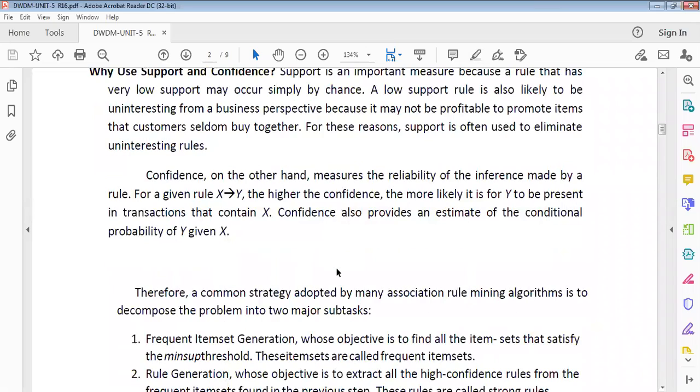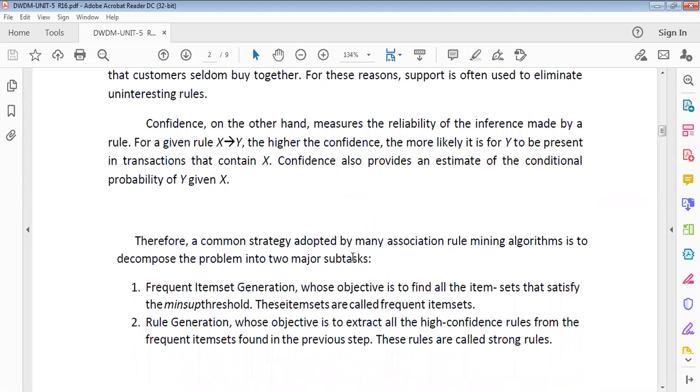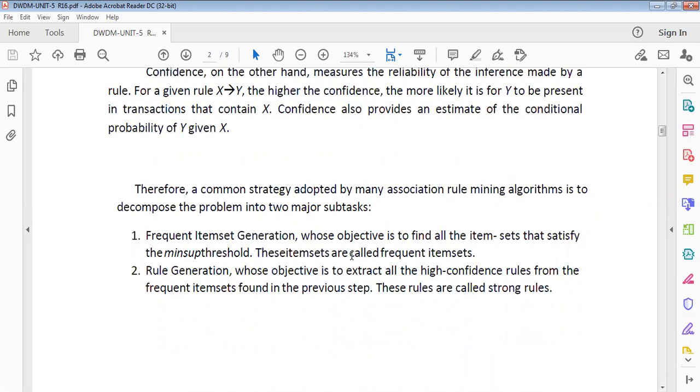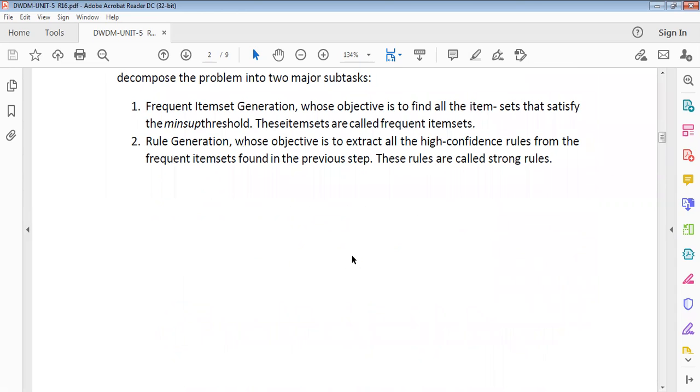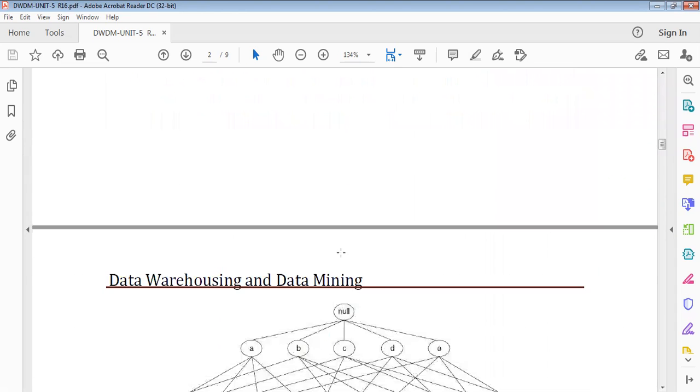We can use the support and confidence. You can say that X implies Y, that is the rule you have to take here. And here you have the two major subtasks performed in association rule mining algorithms. The first one is frequent item set generation, and the second one is rule generation.